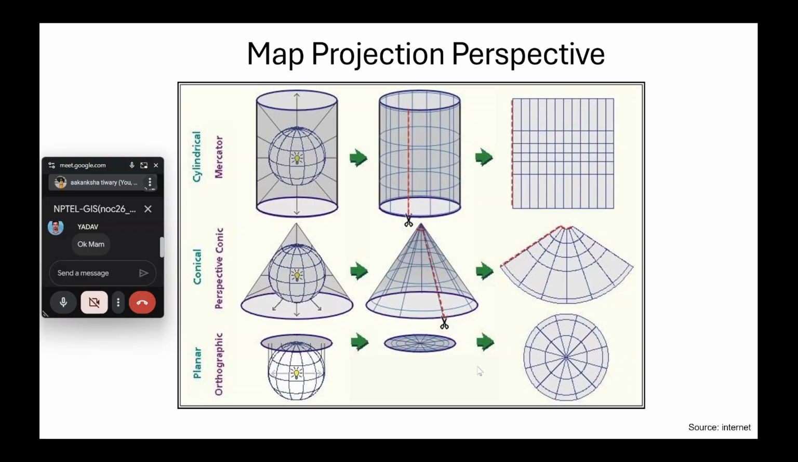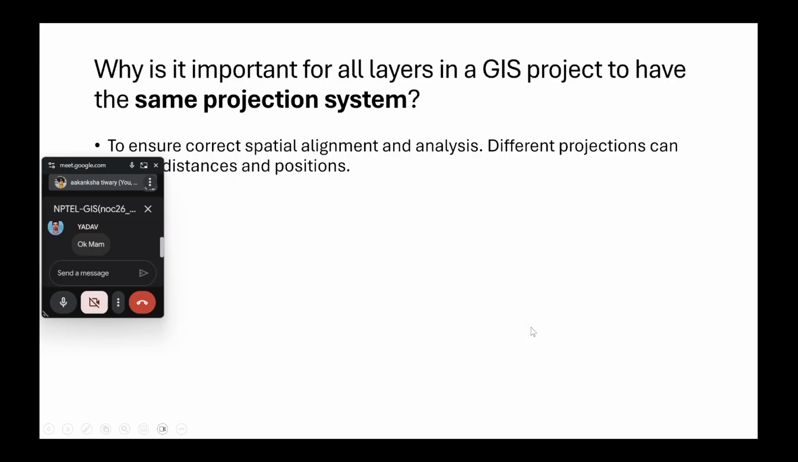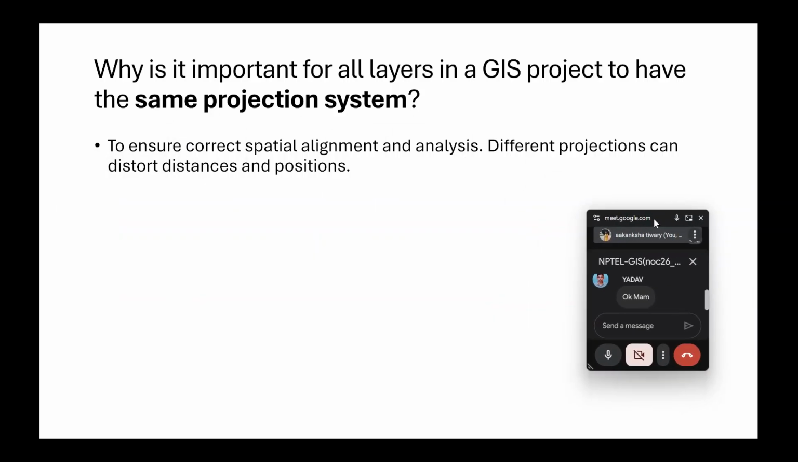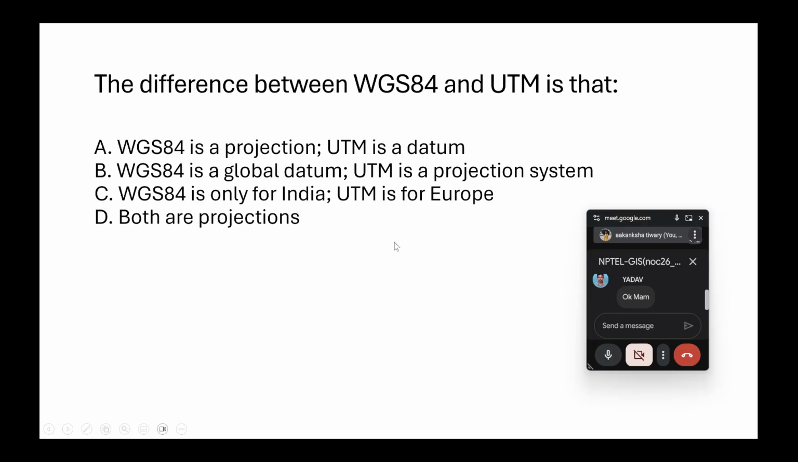Okay, so different projections are going to have different kinds of distortions. So you need to understand what you are looking at, and you should always know which projection system we are using. Okay, so why is the same projection system used? Because in different projections you can see different locations are going to be at different places. So we need to have correct spatial alignment for analysis, so different projections can distort these positions.